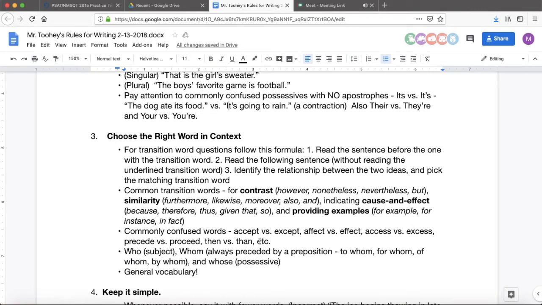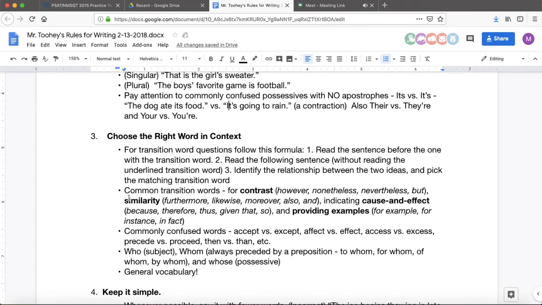And I think that was Caroline that read. So Blaze, go ahead and we're going to read rule number 3, choosing the right word in context. We're going to skip the first and second bullet points. This is on transition words. And I'm going to show you how to use this rule in an actual question. Without the questions, it doesn't make a whole lot of sense to go over the rule.